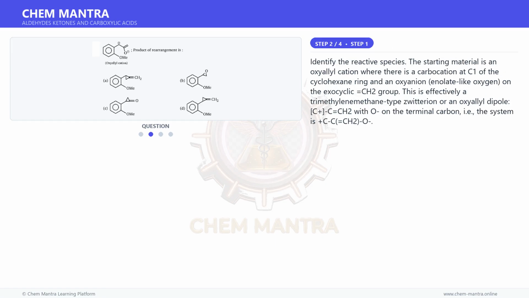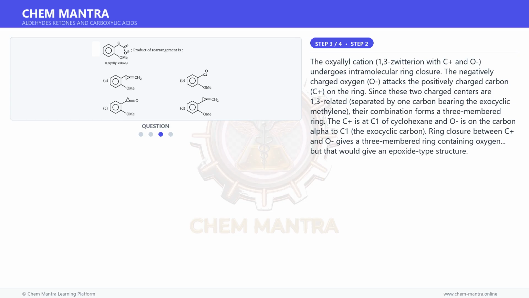Moving on to the next step. Identify the reactive species. The starting material is an oxylyl cation where there is a carbocation at C1 of the cyclohexane ring and an oxyanion, enolate-like oxygen, on the exocyclic =CH2 group. This is effectively a trimethylene-type zwitterion or an oxylyl dipole, C+, C=CH2 with O- on the terminal carbon, i.e., the system is +C-C=CH2-O-.